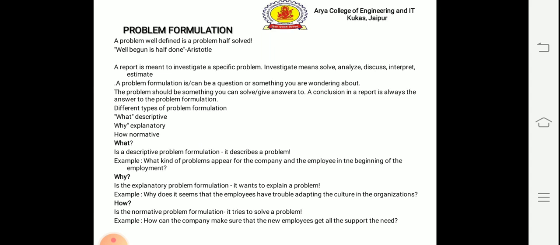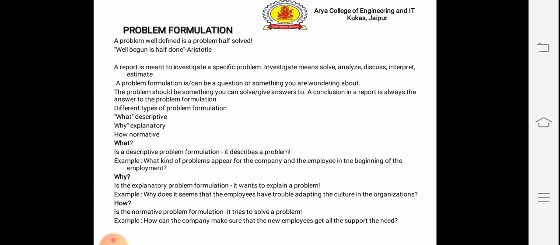Different types of problem formulation: what, descriptive; why, explanatory; how, normative. Now, what is a descriptive problem formulation? It describes a problem. Example, what kind of problems appear for the company and the employee in the beginning of the employment. Now, what is the explanatory problem formulation?